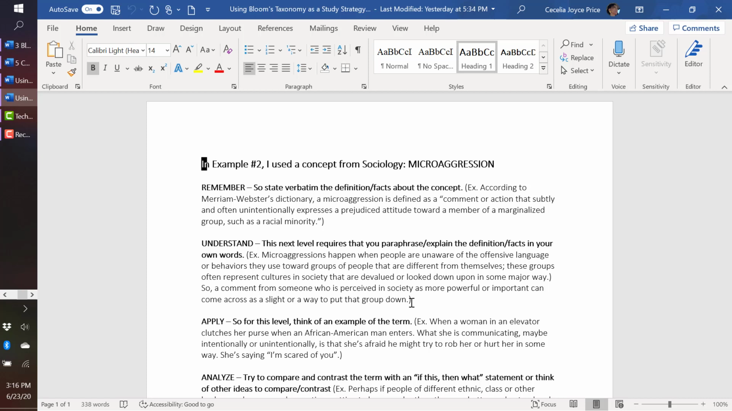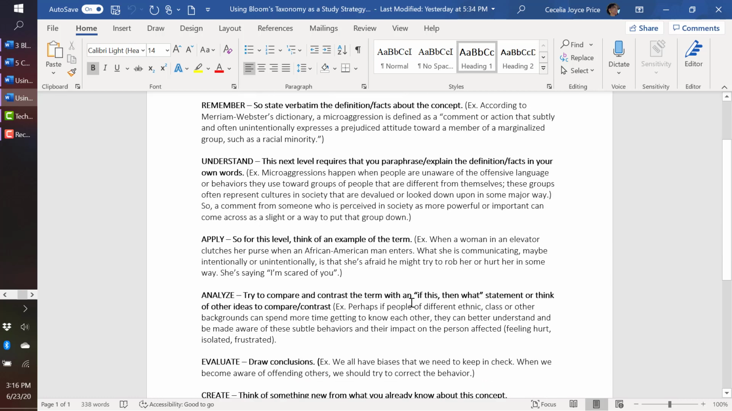And we would simply copy a definition because all we're doing is recalling. I'm going to go a little faster this time. Understand what we do this time?